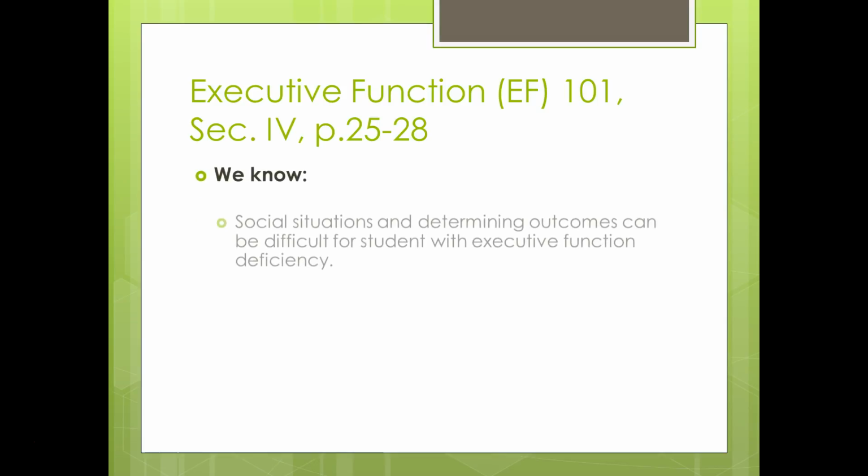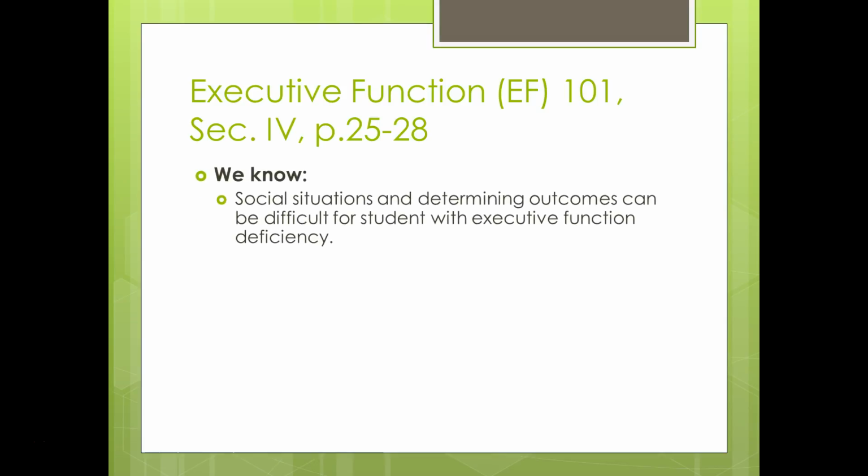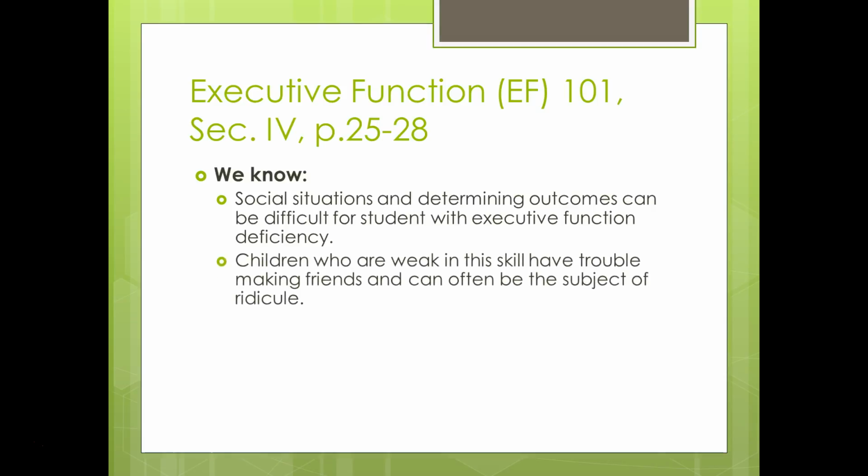So in the EF 101 electronic book, specifically from section 4, so that's the last 3 pages of it, we know that social situations and determining outcomes can be very difficult for students with EF deficiency. And children who are weak in this skill often have a problem making friends because they don't understand that certain behaviors are actually frustrating for their peer group.